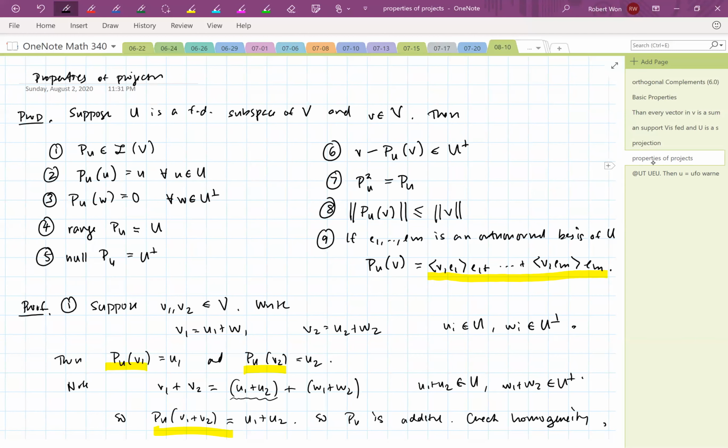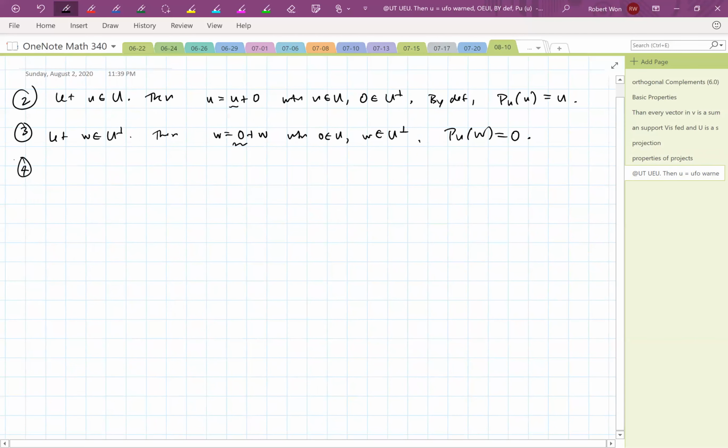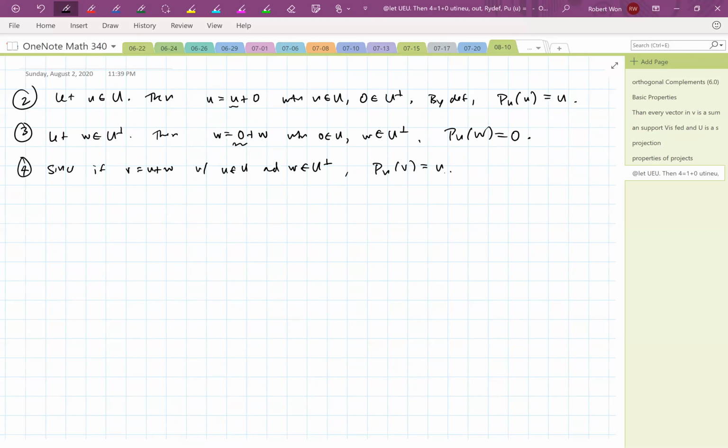Okay, for the range. So if V equals U plus W with U in U and W in U perp, PU of V equals U, this is how we defined it. It's very clear that the range of PU is going to be a subset of U, because by definition, what it spits out is a vector in U. So basically by definition, the range of PU is definitely going to be a subset of U. The way that we defined it is to write it as something in U plus something in U perp and return the U part of it. So everything that it spits out will be in U.